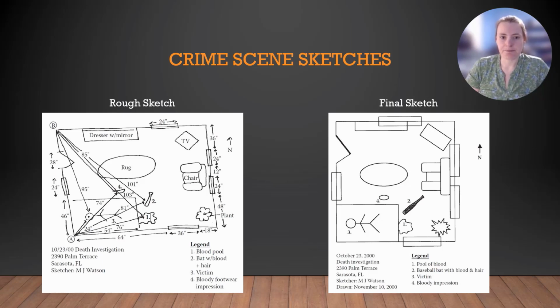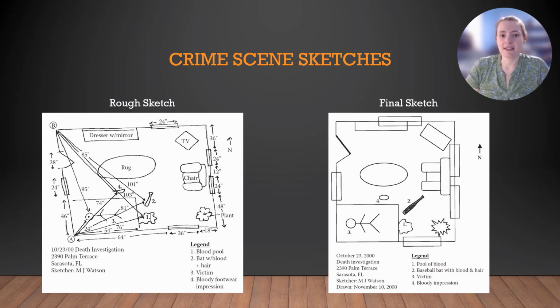Now, there are two different types of sketches, a rough sketch and a final sketch. Rough sketches are done at the scene itself, whereas final sketches are done once the investigator leaves. Rough sketches are, well, rough. They have less than straight lines, and they have lots of information provided in not so perfect handwriting. Final sketches, on the other hand, are more polished. They have straight lines, they have a legend, and they're often sized to scale.